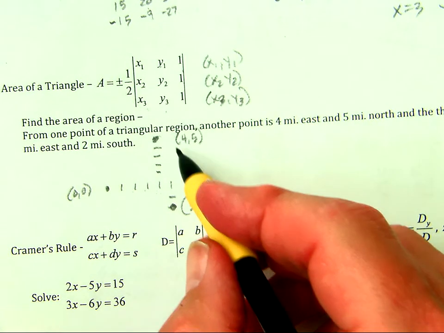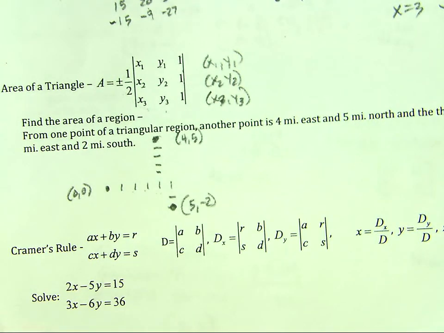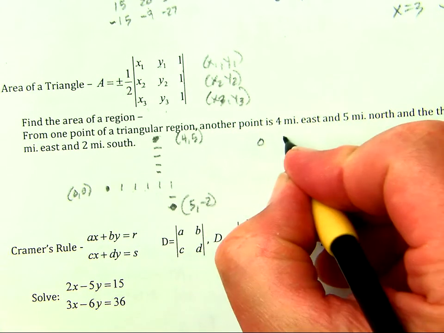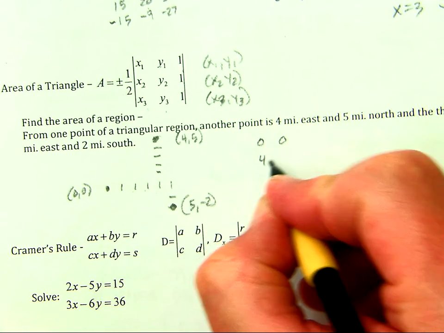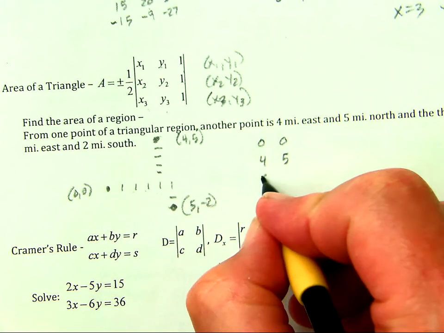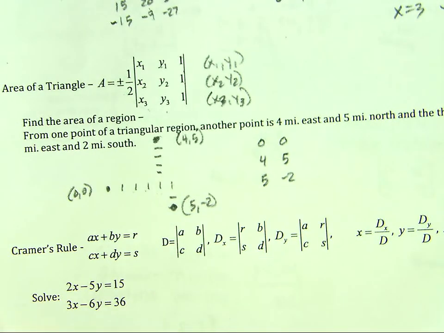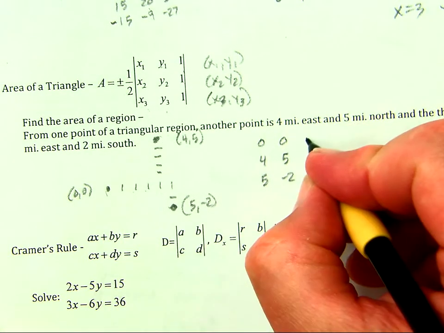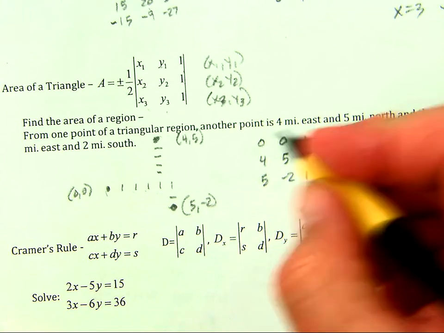Now we want to know the area of this region. Well, let's do what we set up here. Let's take these 3 points and let's make a matrix. So we have 0, 0. We have 4, 5. And we have 5, negative 2. We just use those 3 points. Now our third column, we're going to put in all ones.